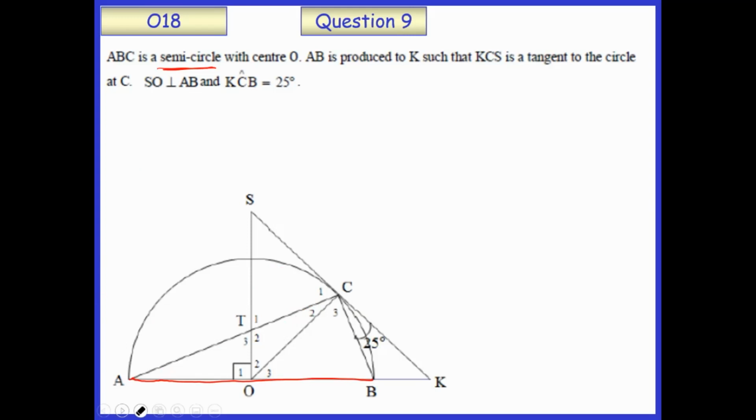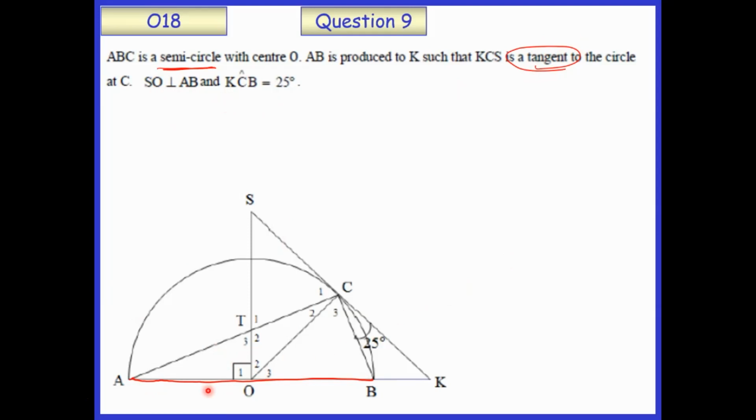Can everyone see we have a lovely tangent here? And when you see a tangent, we spoke about that: tan chord theorem, two tangents from a common point, a radius is perpendicular to a tangent. And it goes on. It says SO is perpendicular. So we have O1 is 90 because SO is perpendicular to AB.